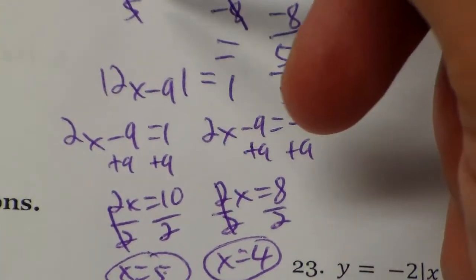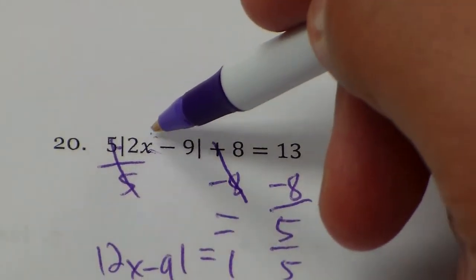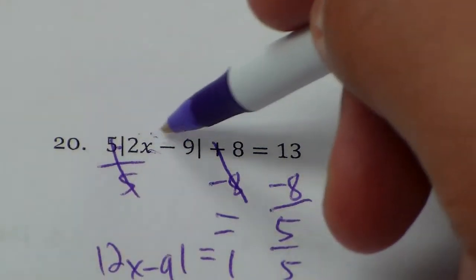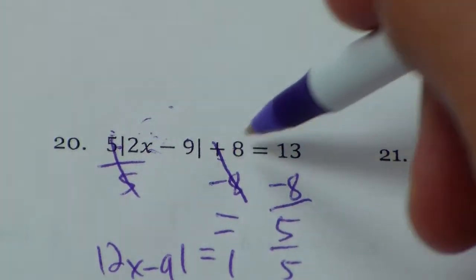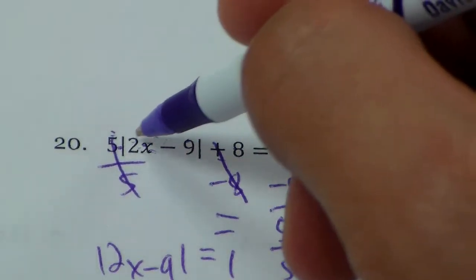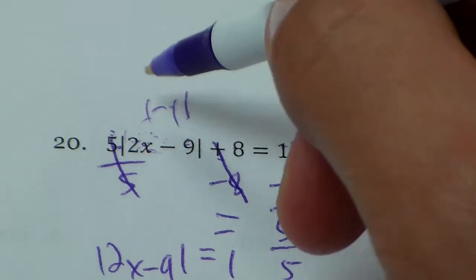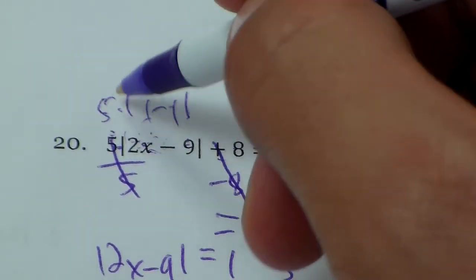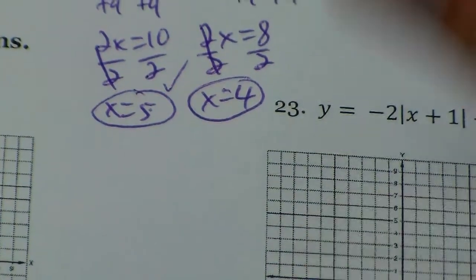So if we plug a 5 in to make sure it works: 2 times 5 is 10, 10 minus 9 is 1, and then 1 times 5 is 5, and 5 plus 8 is 13. It does work. 5 works. Now 4 times 2 is 8, 8 minus 9 is -1, but the absolute value of -1 is a +1, times 5 is 5. And then 5 plus 8 does equal 13. Also works. So 5 and 4 both work.